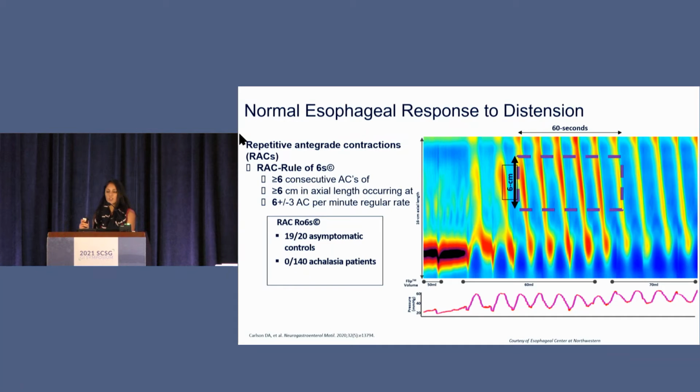But what was even more interesting is that in 140 patients with achalasia, none of them had this rule of 6. So if you perform a FLIP and you see this and you have no other reason to think that your patient has achalasia, you can really have high confidence that they have a normal FLIP study. They may not need further evaluation for achalasia.